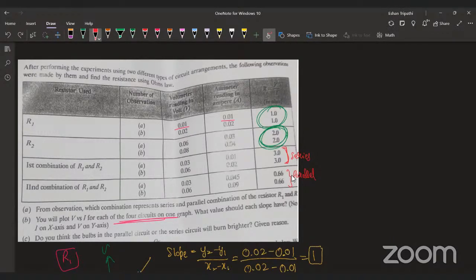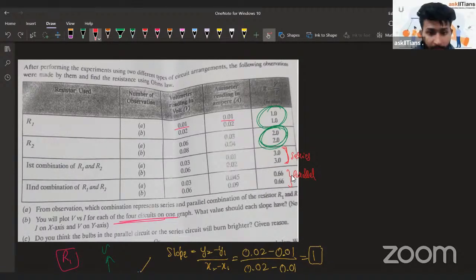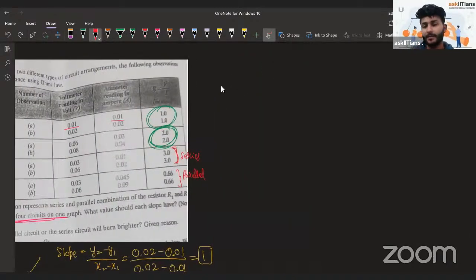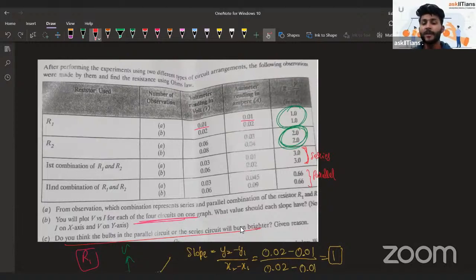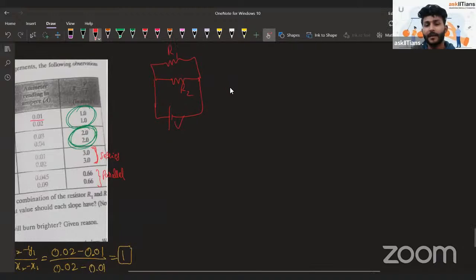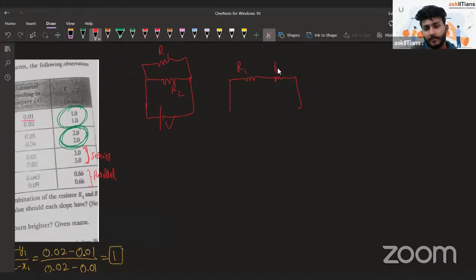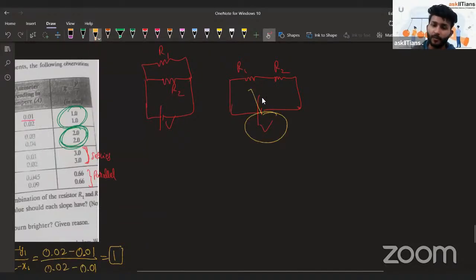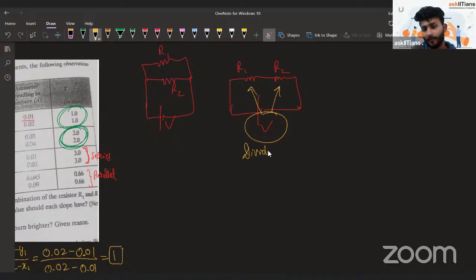Sir, and bulbs will burn brighter than series, right? You think bulbs in series will burn brighter? In parallel. Imagine. So guys, the last question is, in which of the combinations will the bulb glow brighter? Imagine both have resistance R1, R2. Imagine like this: R1, R2 connected to a battery of voltage V. And then R1 plus R2, same battery of voltage V. So don't you think in this case, voltage divides over them? Voltage divides. But in this case, same voltage, undivided voltage.